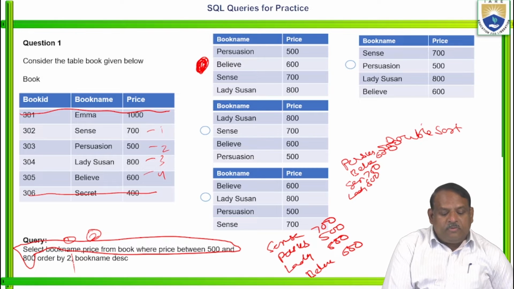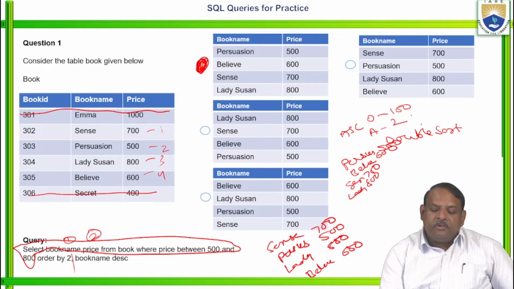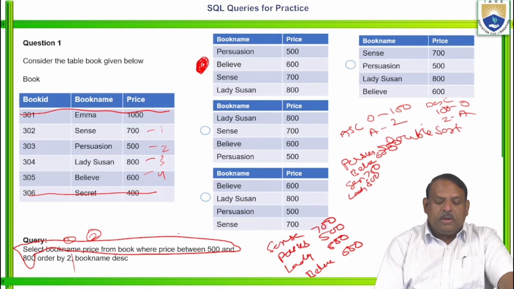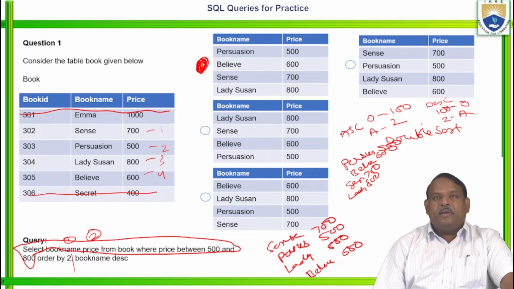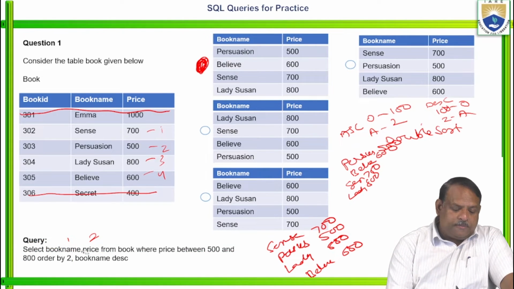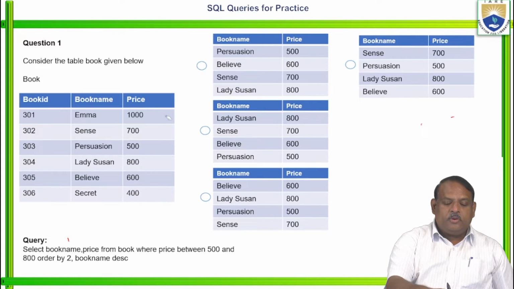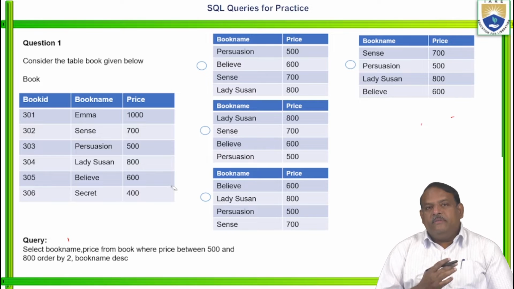So order by price, by default it is ascending. What is ascending? 0 to 100, A to Z is ascending. The reverse will be descending: 100 to 0, Z to A. So after that we are going to get the answer as 1. Well, this is the first question answer. This question is testing our skills on the where clause and also on the order by clause.